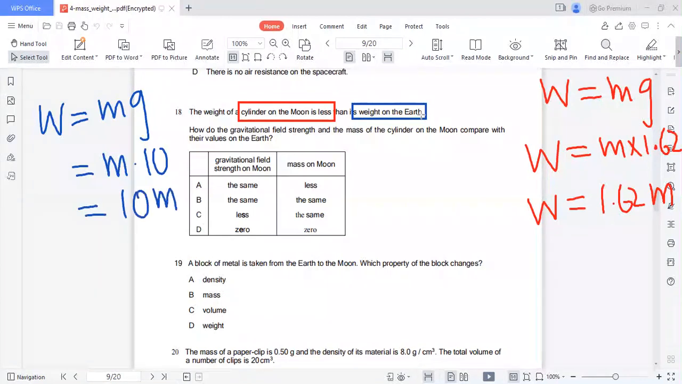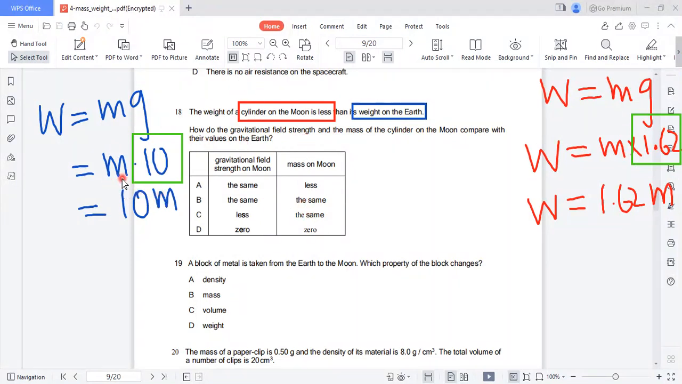Now, the thing which makes the difference is that gravitational field strength is 10 here, and 1.6 here. So the gravitational field strength of the moon is smaller than that of the Earth. So let's see the possible options. How do the gravitational field strength and the mass of the cylinder on the moon compare to the values on the Earth?